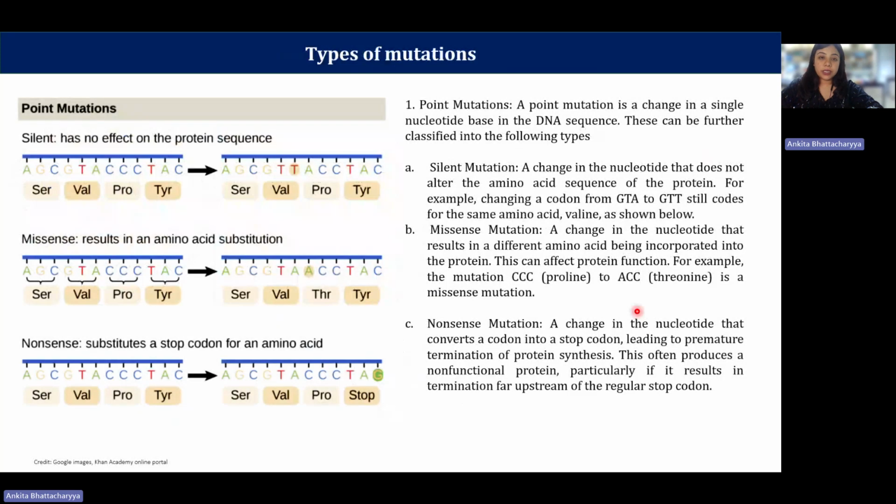When we talked about all of the different types, we talked about point mutations, which are changes in a single nucleotide base in the DNA sequence. That includes silent mutations, missense, and nonsense mutations. Silent is one which does not change the amino acid. Missense, which completely changes the amino acid. Nonsense is something which changes the amino acid to something that terminates translation at that point. So that's a nonsense mutation.